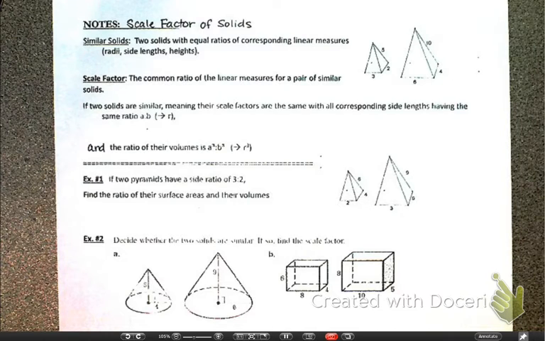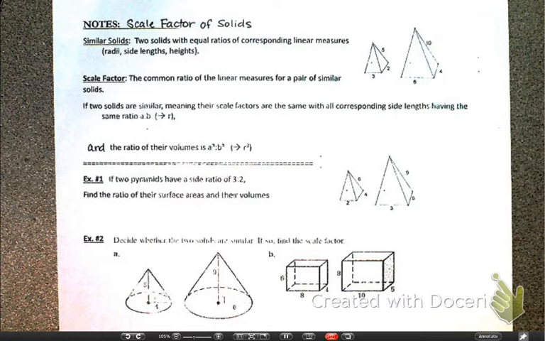on these solids. So at the beginning of the unit, we talked about similarity. Last year in IM1, you dealt with congruency, where things were exactly the same, right? For similarity, you have two solids that have equal ratios of corresponding linear measurements. All that means is you are matching up the sides between one figure and the next, and if their ratios are the same, those solids are similar to each other.